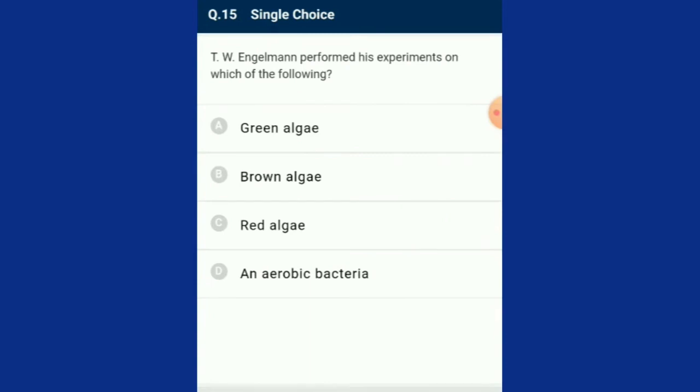Question number 15. T.W. Engelmann performed his experiments on which of the following? T.W. Engelmann split light into its spectral components and then illuminated the green alga Cladophora placed in a suspension of aerobic bacteria. He used aerobic bacteria to detect the oxygen evolution site and observed the maximum bacteria accumulation in the blue and red regions of the spectrum, indicating that maximum photosynthesis occurs in this region. So the answer is option A, green algae.